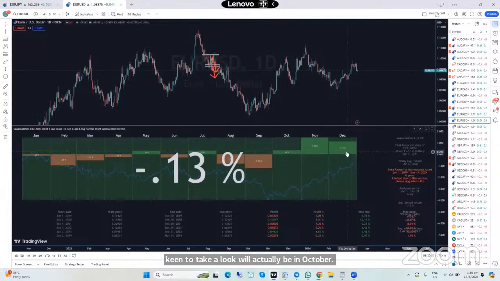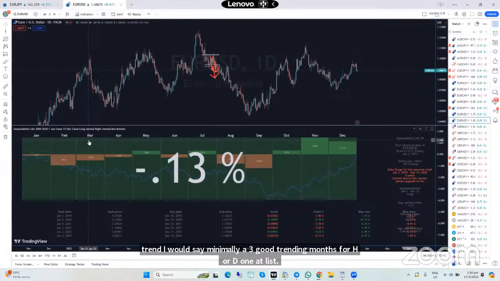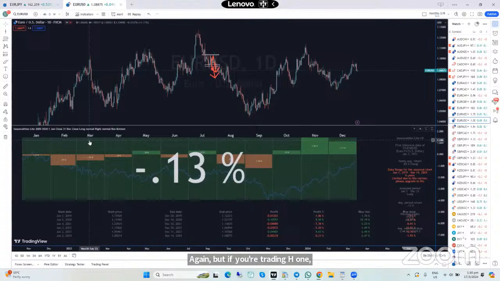Supposedly three good trending months. So for trend, I would say minimally three good trending months for H4 D1 at least. But if you're trading H1, then by all means go ahead, take a look at Euro dollar.